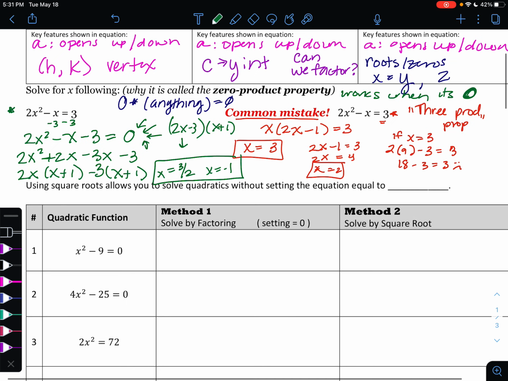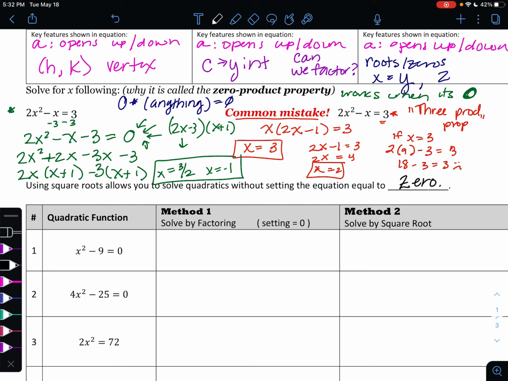So I've got it here. You could check it out. Check the green one, plug it in, check the red one, plug it in. It only works if you're set equal to 0. And that's what using the square root allows you to solve quadratics without setting it equal to 0.